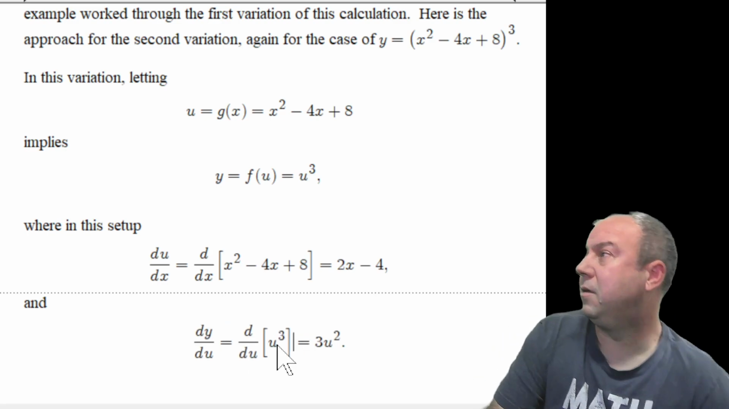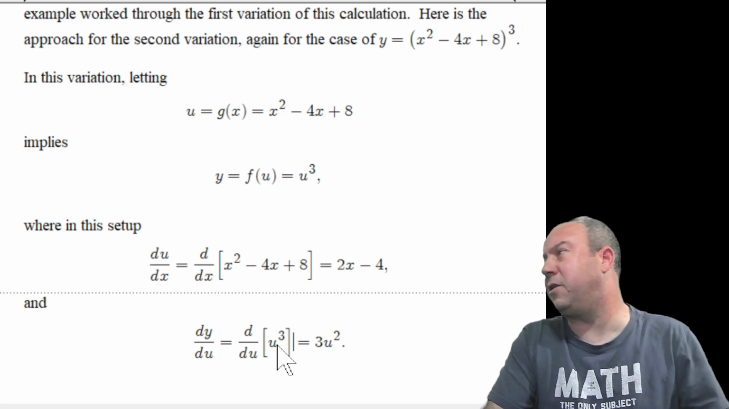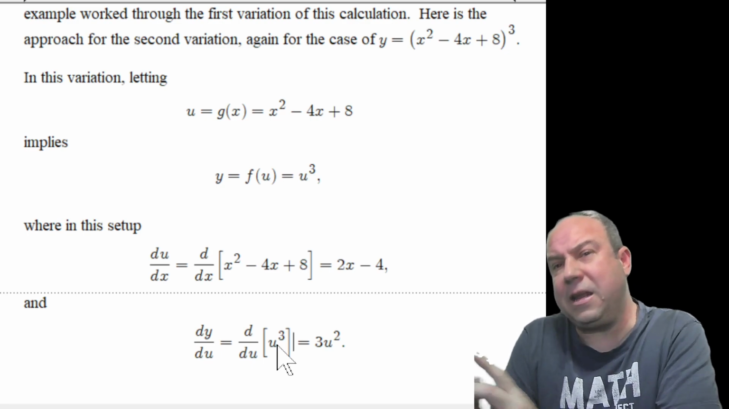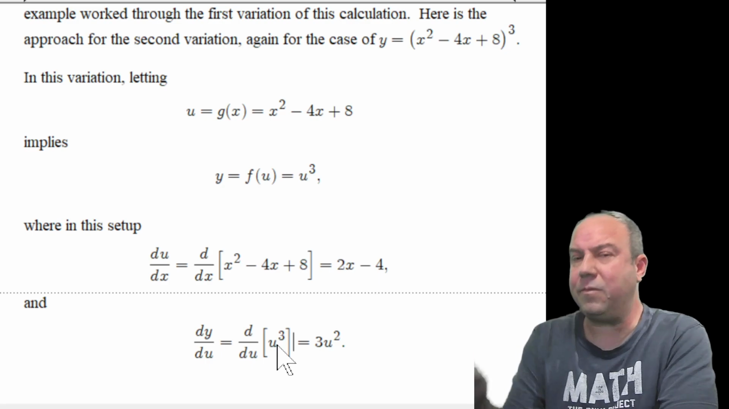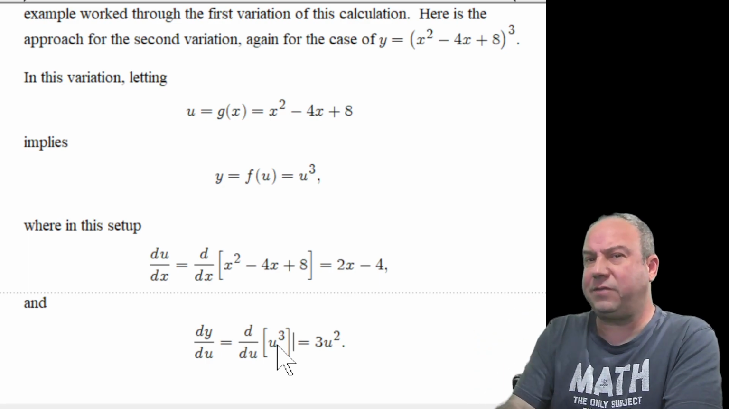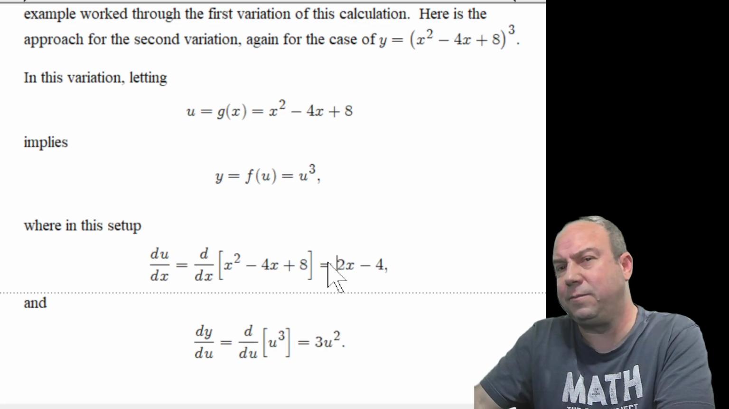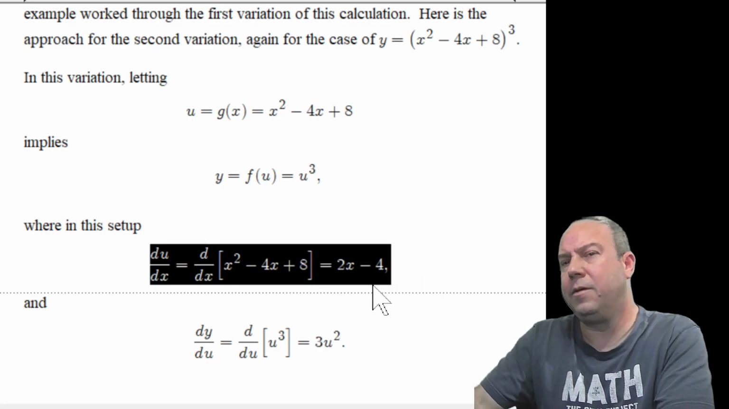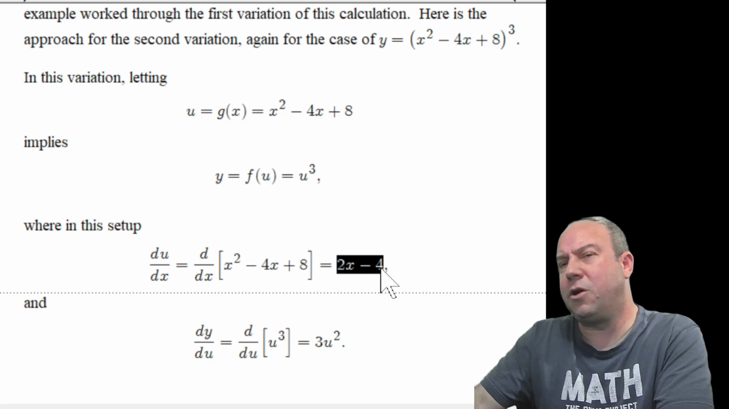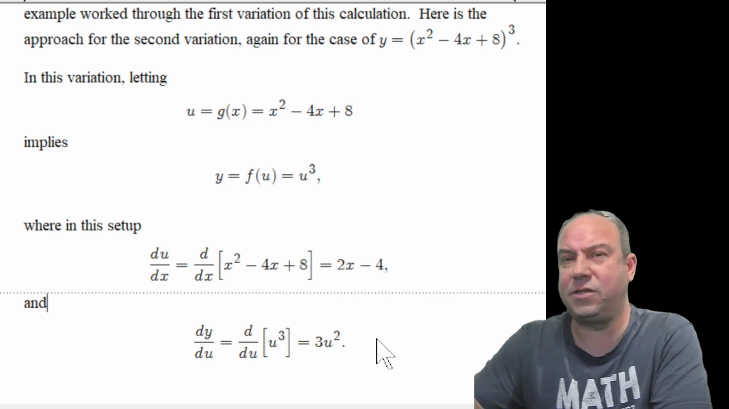There we go. We could say the derivative with respect to u for u cubed equals 3u squared. And what the chain rule in this variation says is just the product of these two factors, this times this. All right. But you're going to notice one issue with that when you set that up.